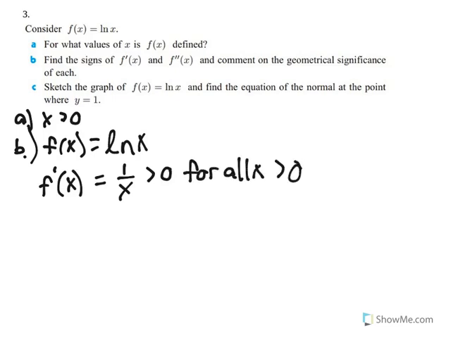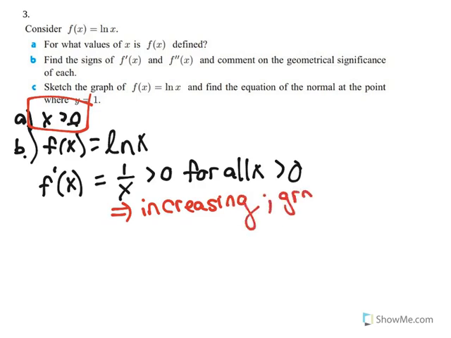Greater than 0. Because no matter what values I put in, since x has to be greater than 0, right here we said x has to be greater than 0. So if x is greater than 0, no matter what, 1 divided by a number greater than 0 still has to be greater than 0. It has to be positive, no matter what. Therefore, the geometrical significance is that the whole function is increasing, which means our slope or our gradient is always positive.